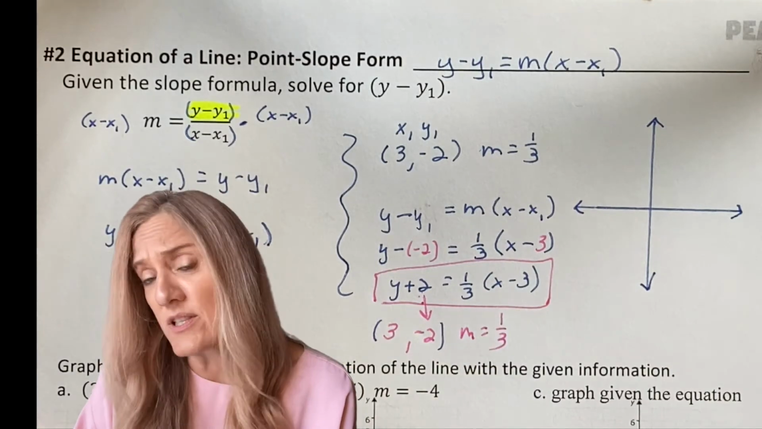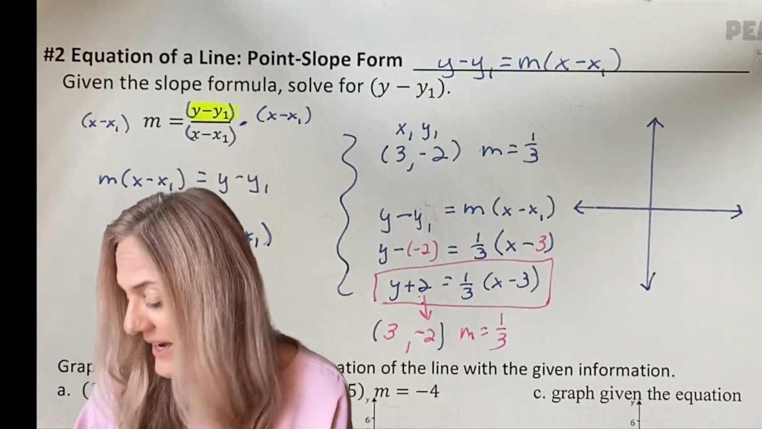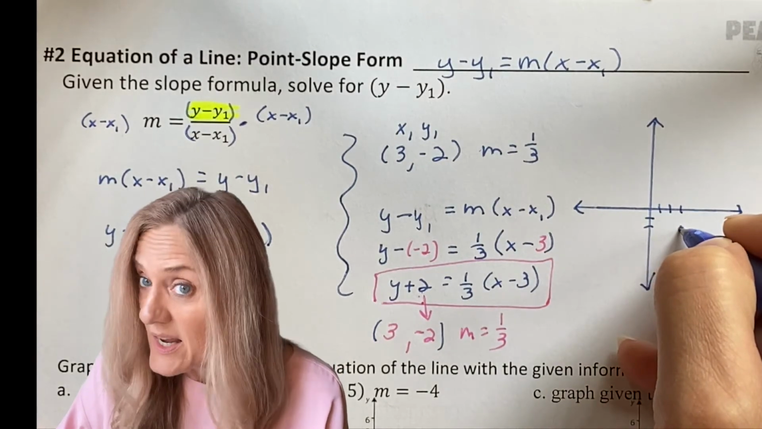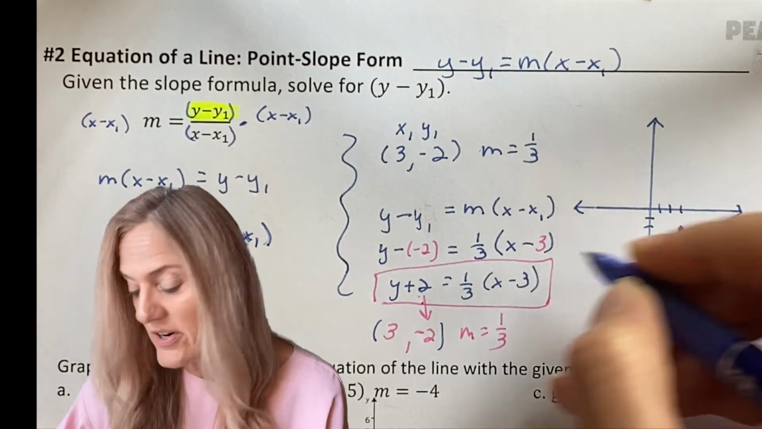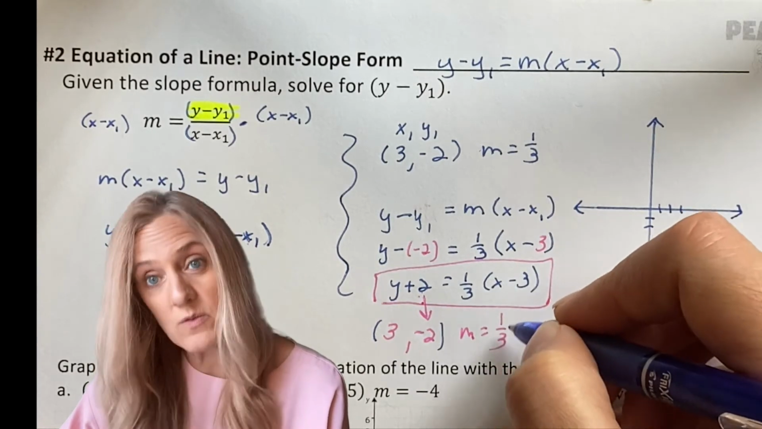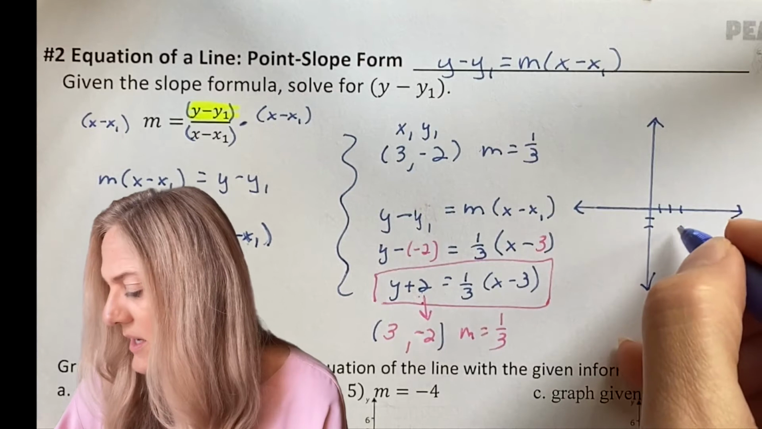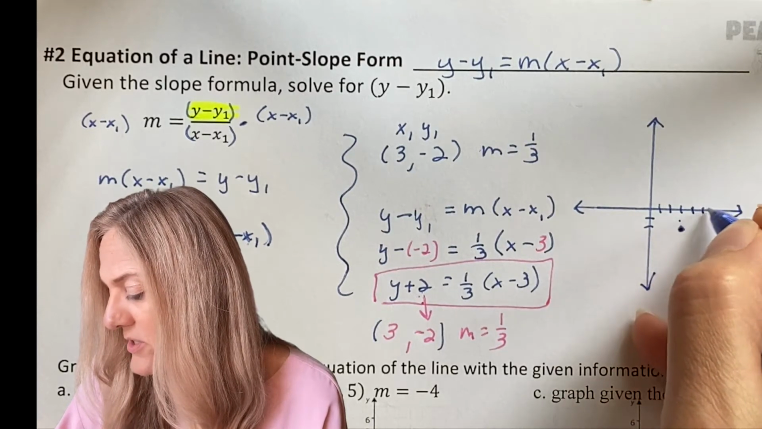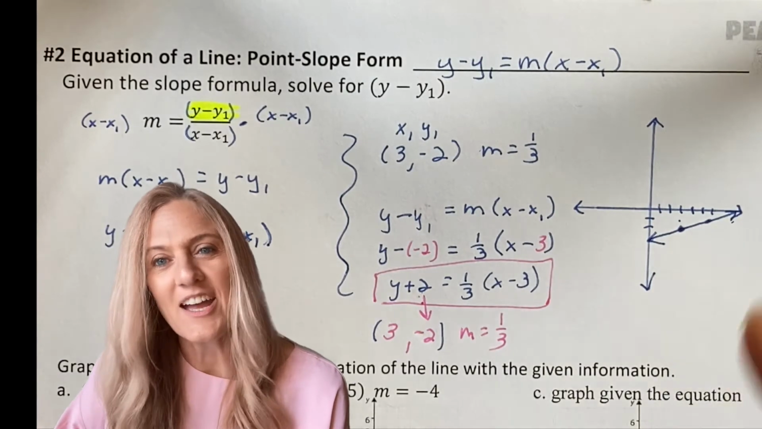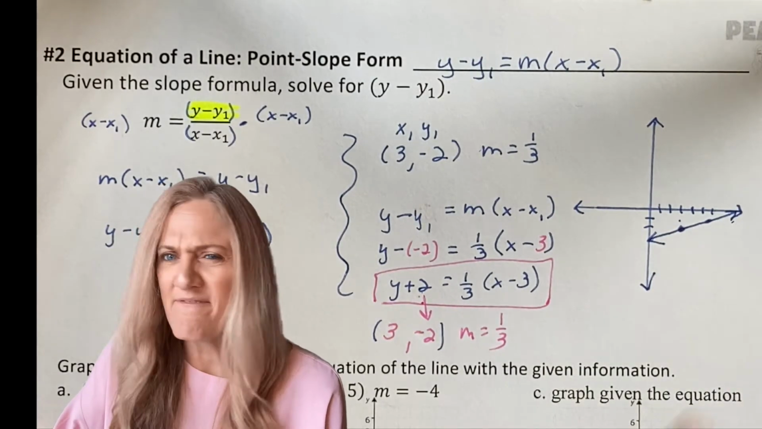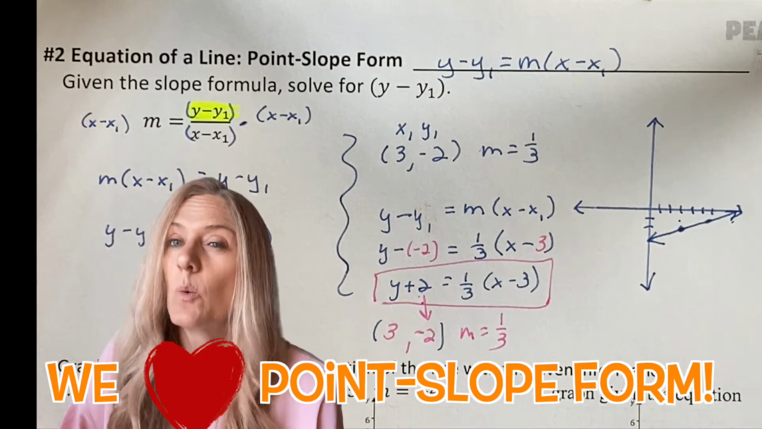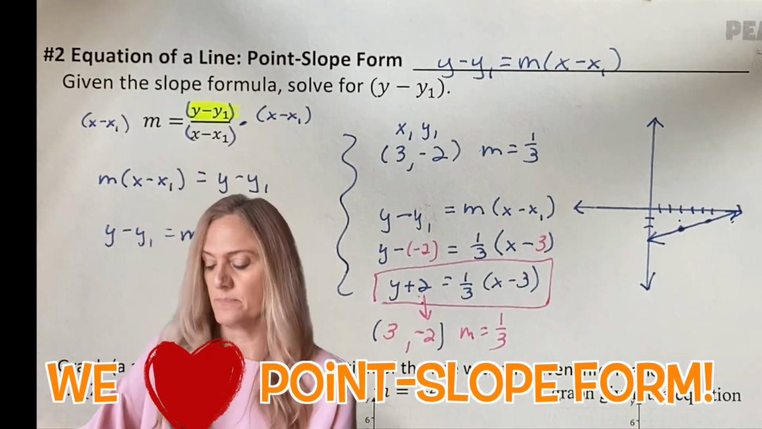So long as I have slope and a point, I can graph any line. Let's go ahead and do that really quick. There's my point, 3, negative 2, and then what do you do with that 1/3? Well, you have a vertical change of 1 over a horizontal change of 3. So we rise 1 and run 3. They're both positive. So I go up 1 and then over 1, 2, 3. Up 1 over 3, and there's our line. Equation of a line in point slope form. Very effective, very quick, very easy, very little room for mistake. We love point slope formula.